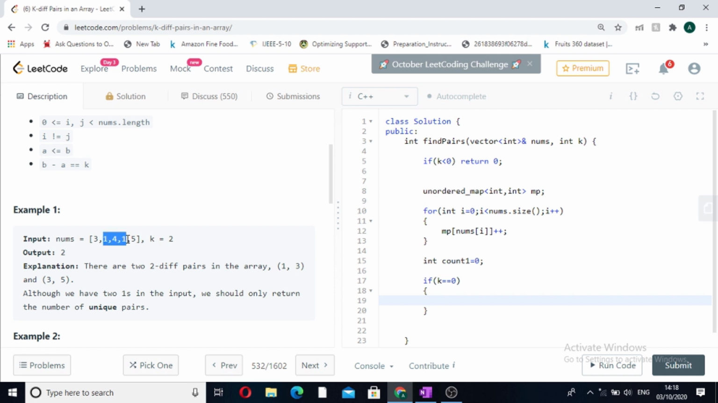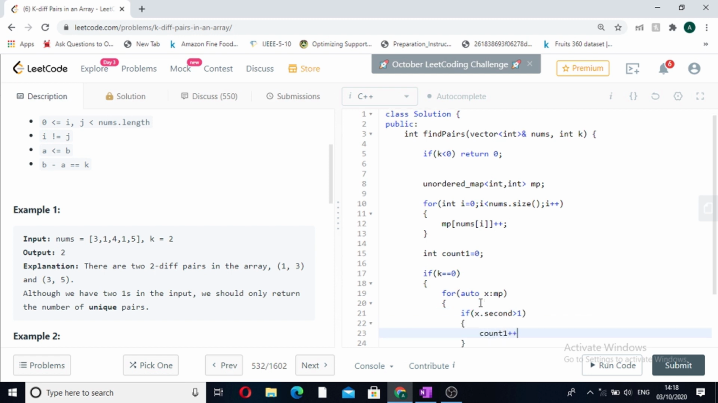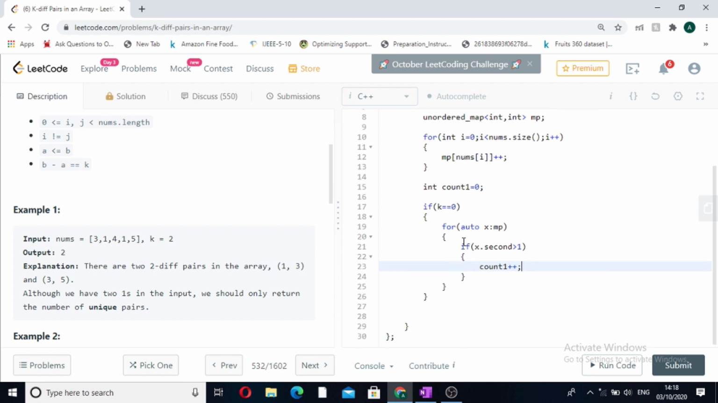As we can see, in this case the frequency of 1 is greater than 1 in this array. So we have to find these values for k equal to 0. So we will iterate over our hash map, for x in mp. If x.second, that is the frequency of the element, is greater than 1, we have to do count1++. Now once we have iterated over the hash map, our count1 will store the final answer and we will return count1 from here itself. Now this was the case when our k was equal to 0.